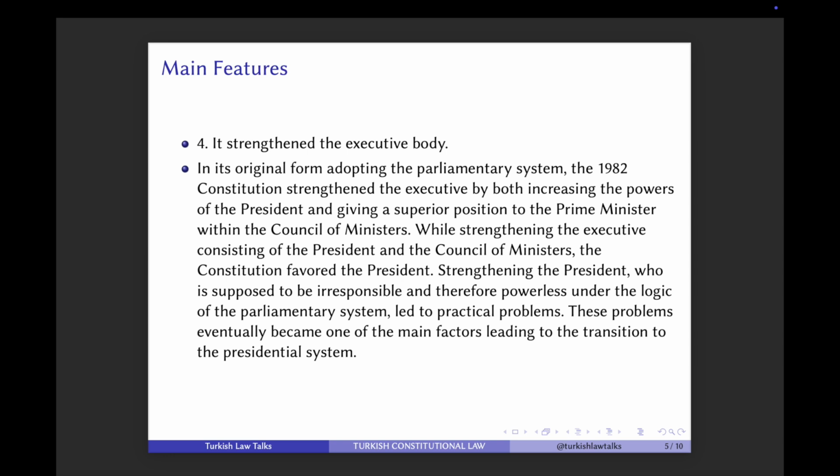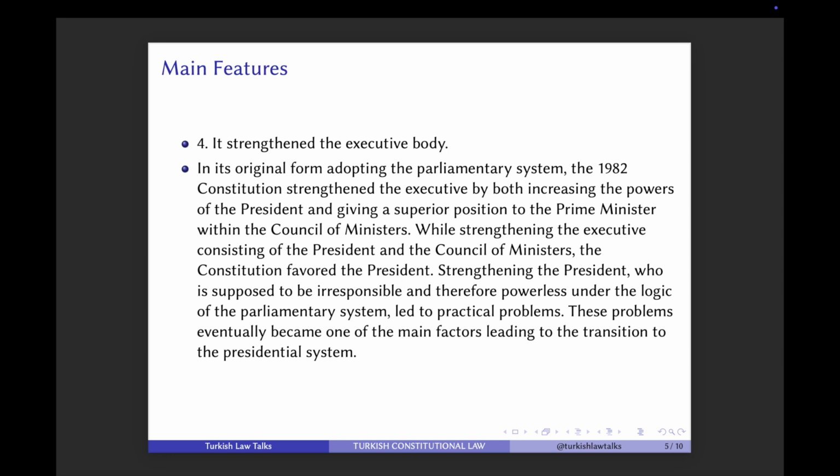The next feature mentioned is a strengthened executive body. How did that play out in what was, at the time, still a parliamentary system? Good question. So even though it kept the parliamentary structure on paper, the 1982 Constitution deliberately beefed up the executive branch. How so? It did it in two ways, mainly. It expanded the powers of the president, and it also elevated the position of the prime minister, making them more dominant within the Council of Ministers.